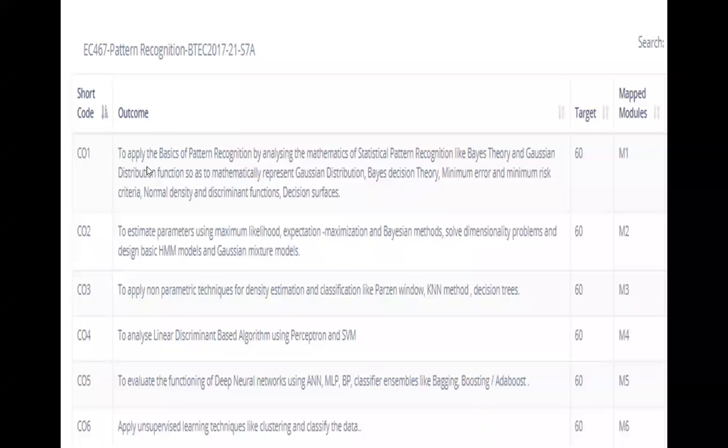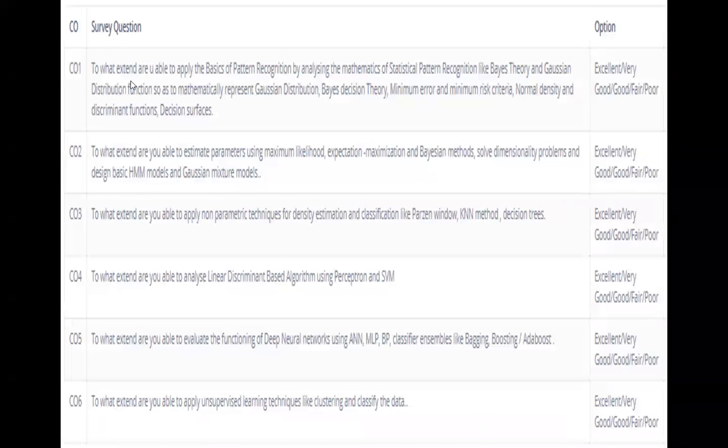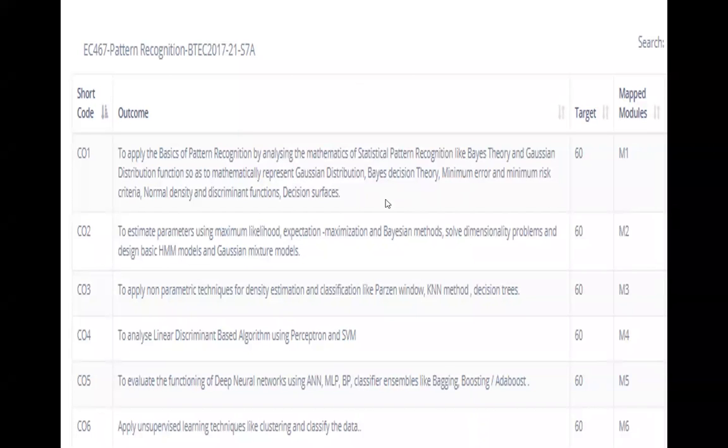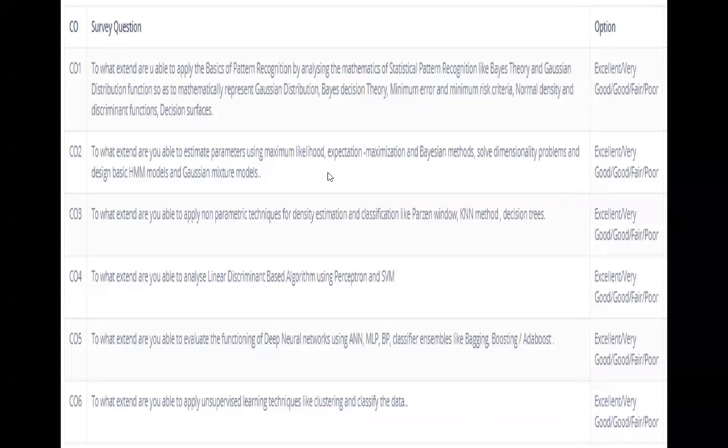Then based on the course outcome, you can directly write the survey questions also, because the course outcome shows the skill that you are transferring to the students. The survey questions can be: to what extent are you able to apply the particular skill? And the option can also be given for the students to mark.